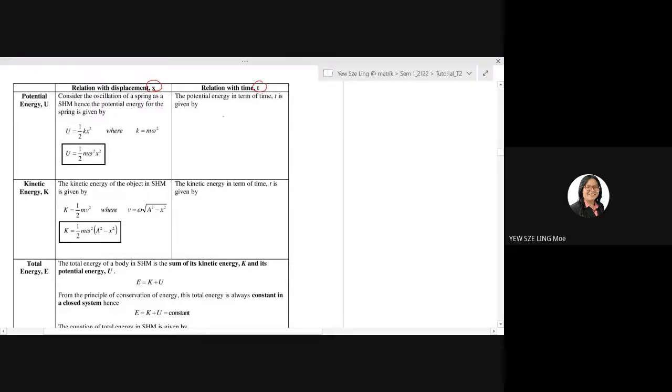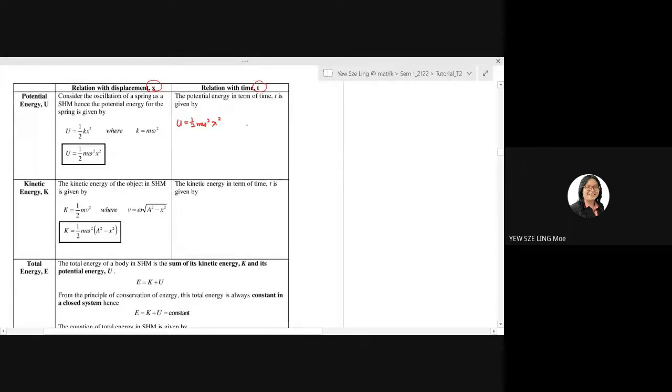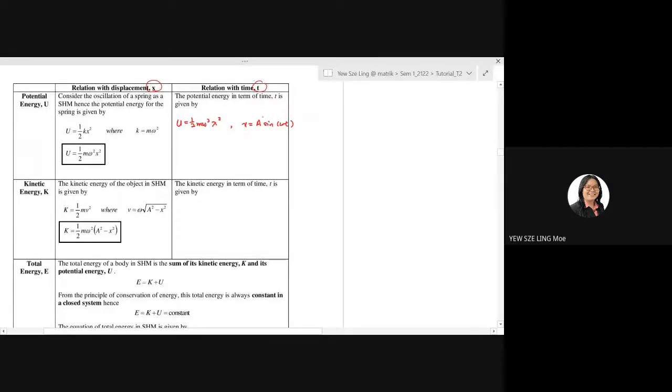So what if the question wants you to calculate the potential energy if you are given time? Now let's see. We have U equals 1 over 2 m omega squared x squared, and we know x equals A sine omega t. So you sub this equation into U.